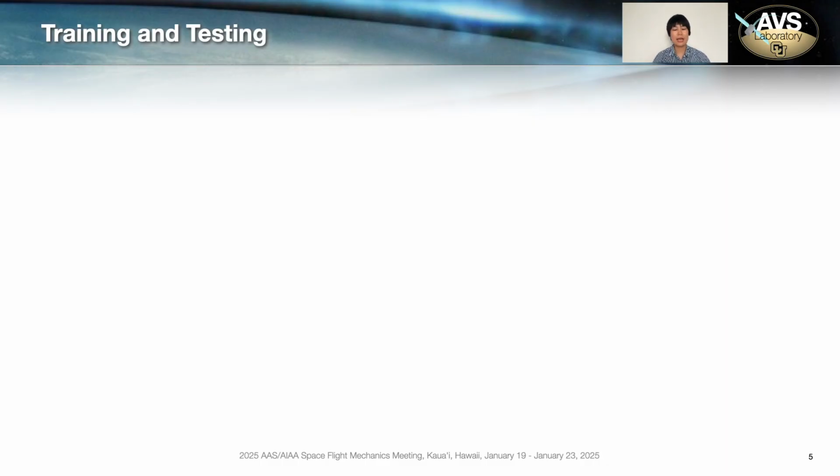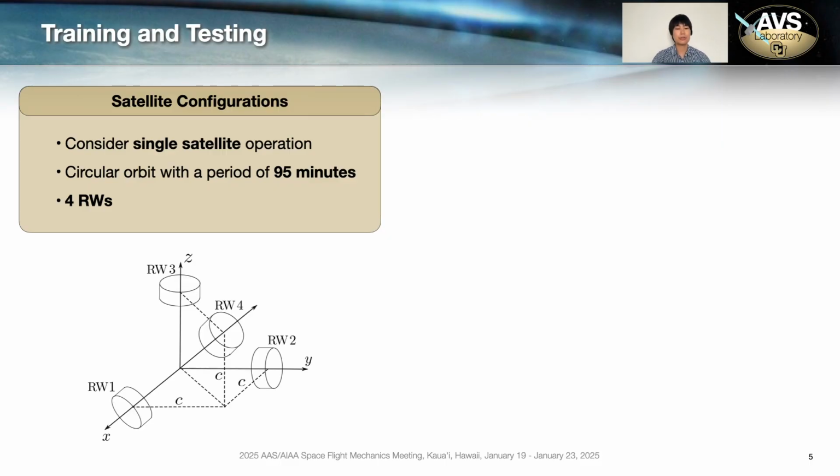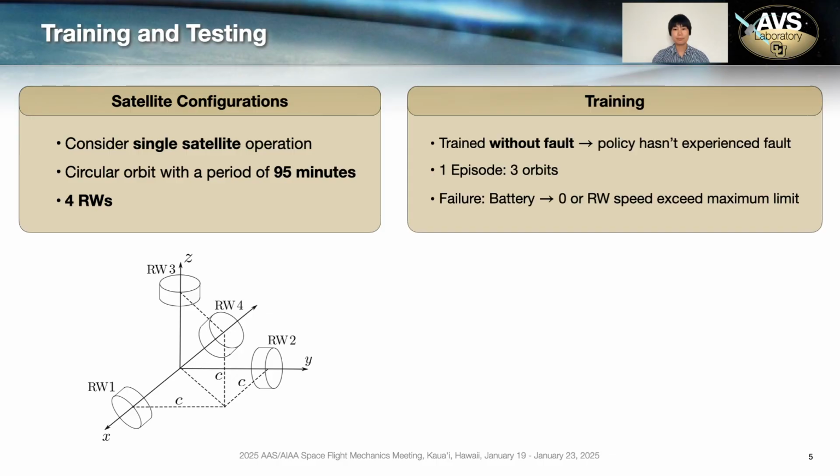For the training and testing, we only consider a single satellite operation for now, in a circular orbit with a period of 95 minutes. I also consider 4 reaction wheels in this configuration. Three of them are aligned with the principal axes of the satellite, and the redundant wheel is tilted evenly to the three.